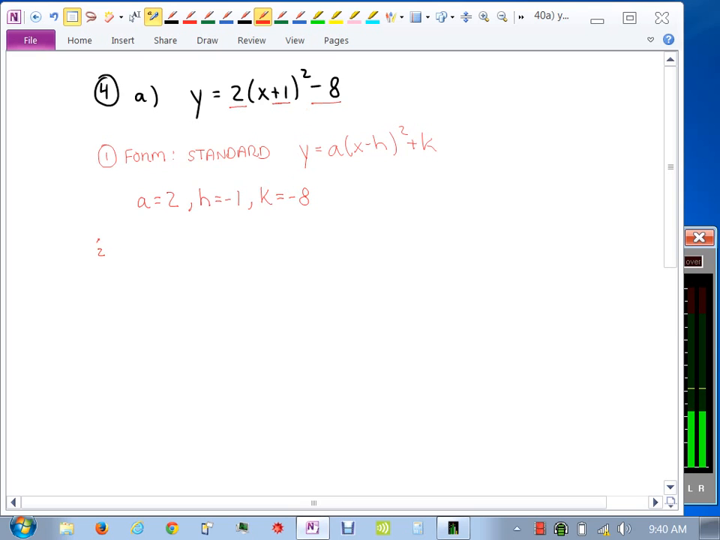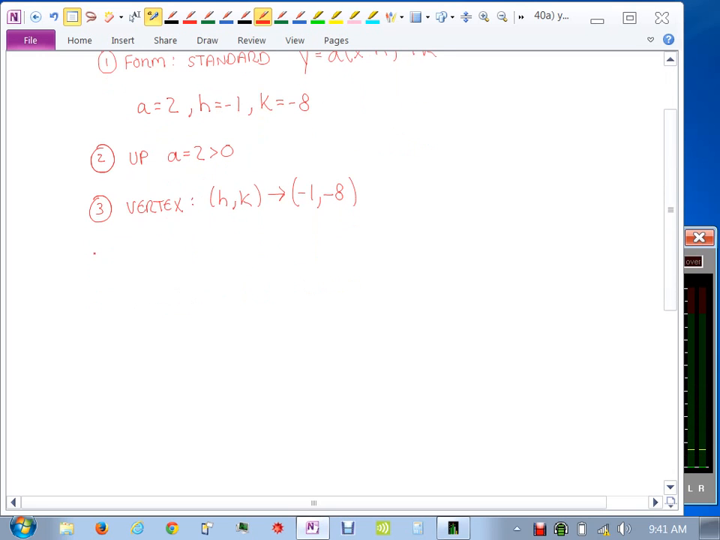All right, second step. Does this open up or down? It opens up. Why? Because a is 2, and that's a positive number. Step 3 is to find the vertex. The vertex of this is (h, k), which we know because h is negative 1 and k is negative 8. So we have the vertex right away. It's pretty nice. Fourth step is the quick sketch, and we do this to try and determine our x-intercepts.